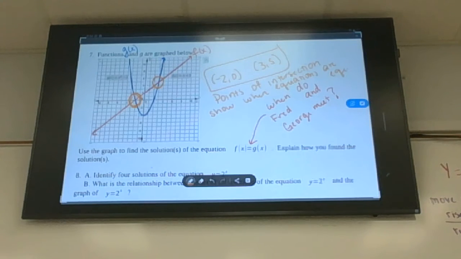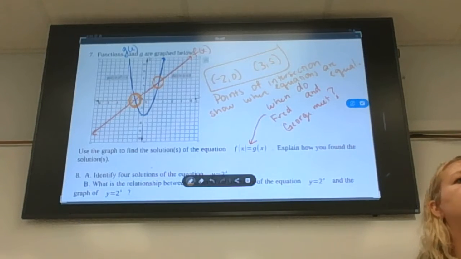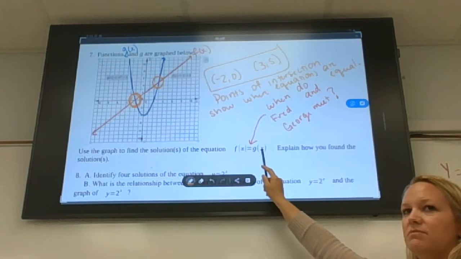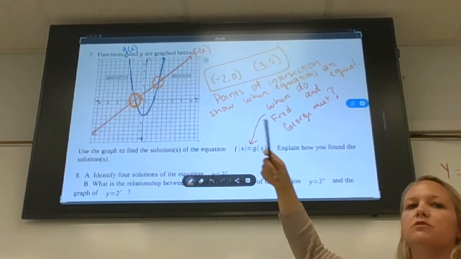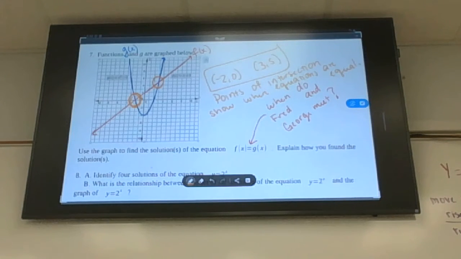This is an EOC question. They purposefully try to come up with questions that you've never seen before, just to see if you can use critical thinking to apply any of your knowledge and figure them out. So it doesn't have to be a parabola and a straight line. It could be two straight lines. It could be two parabolas. It could be a curve and a parabola. If you're asked to find where two equations meet or two graphs meet, it's just where they intersect each other. Identify the point. Done.